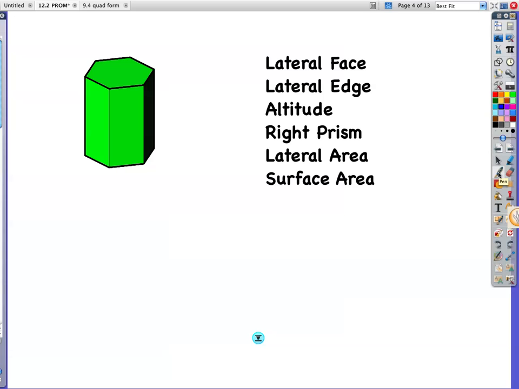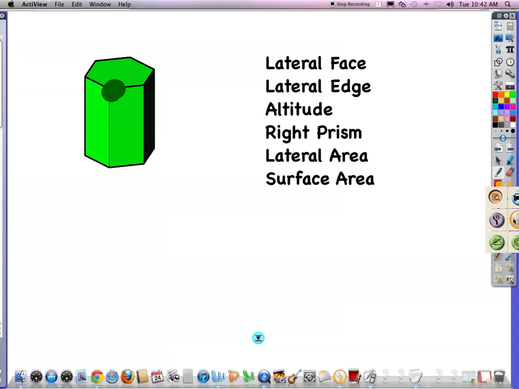I knew this was going to happen. I have a feeling I finally figured out it's something to do with this overhead when I show that. Never mind, it doesn't matter. Here we go. Here's a lateral face. Oh, goodness.